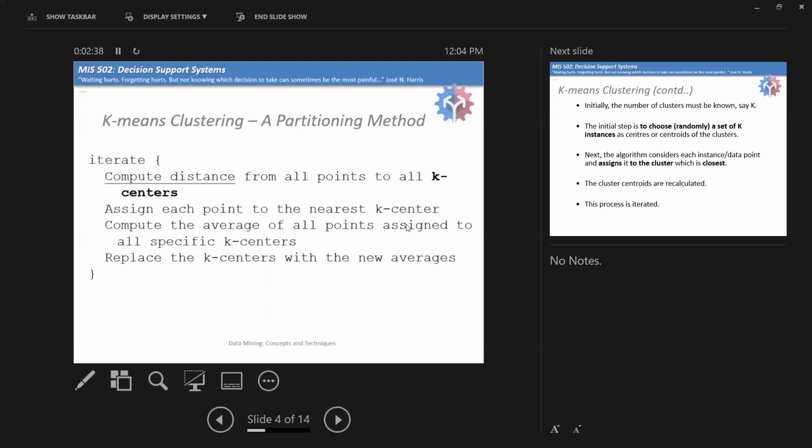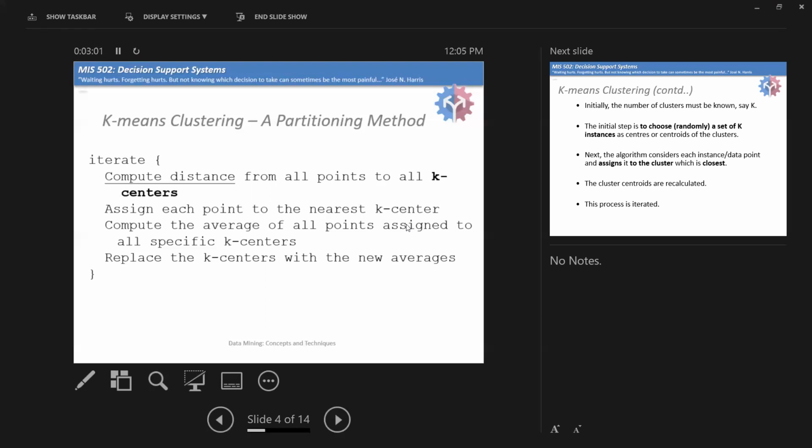But given that we know what k is, we have to find the distance. Assign each point to the nearest k center. We already discussed that. You remember last couple of classes? We said that whichever is closest, you assign to that. It's exactly saying the same thing. Now compute the average of all points assigned to a specific k center.